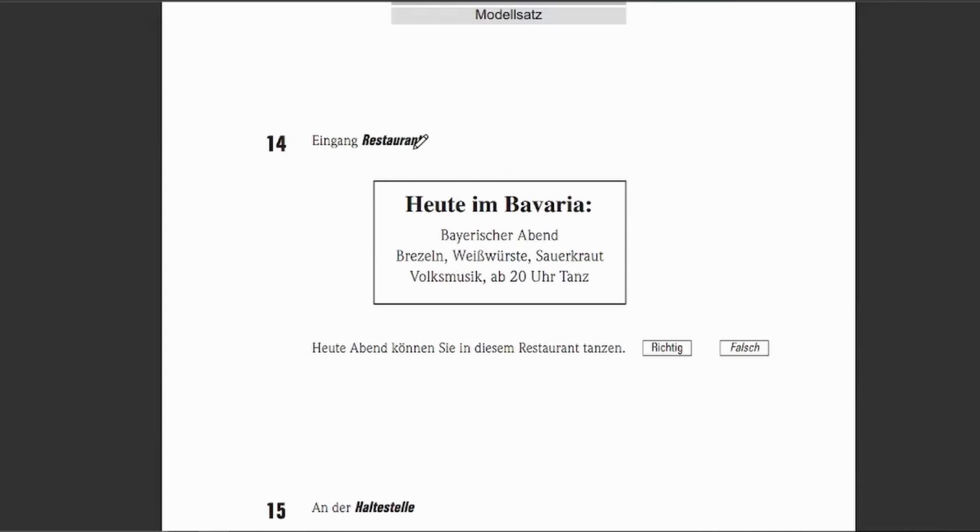Eingang Restaurant. So this is the entry to the restaurant, and you have a notice like this, Heute im Bavaria. Bavaria is a state in South Germany, where Munich is. So today in Bavaria, Bayerischer Abend. Brezel, it's a bread, Brezel, Weißwurst, Sauerkraut, Volksmusik ab 20 Uhr tanzen. Heute Abend können Sie in diesem Restaurant tanzen.